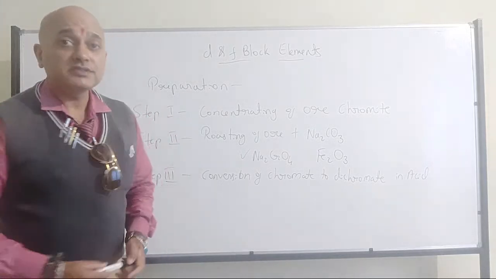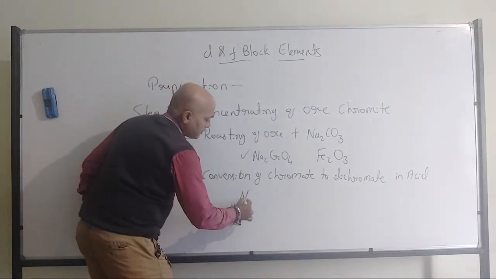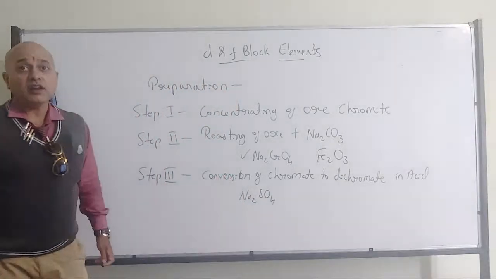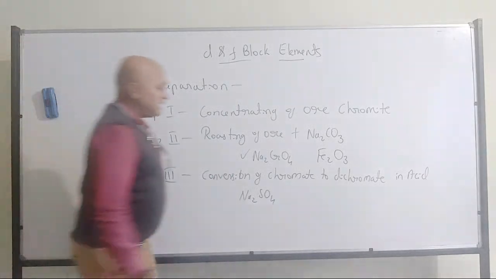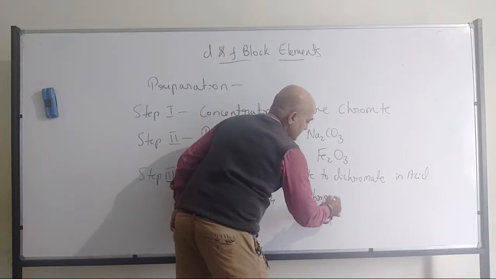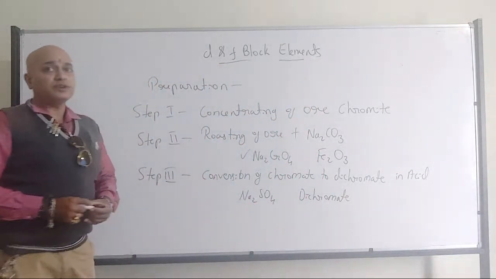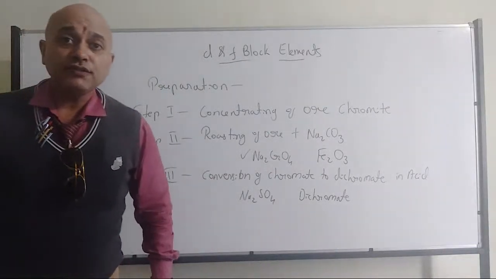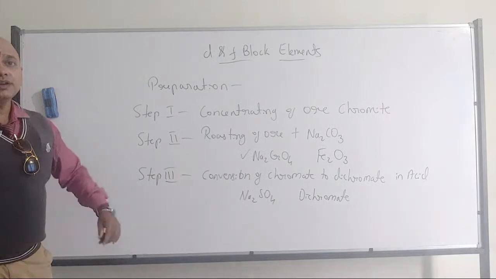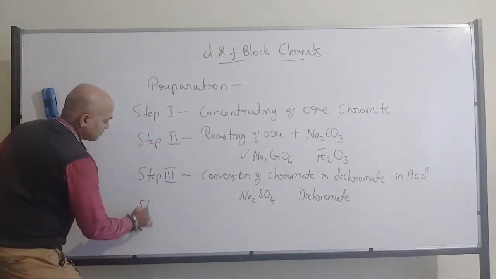Now since we have used sulfuric acid, and sodium chromate we have taken, one of the products will be sodium sulfate, in which we are not interested, and another product will be sodium dichromate. And sodium dichromate is a bit soluble compared to sodium sulfate. So therefore for the next step, dichromate will move on due to its presence in the solution. Sodium sulfate is a bit less soluble.